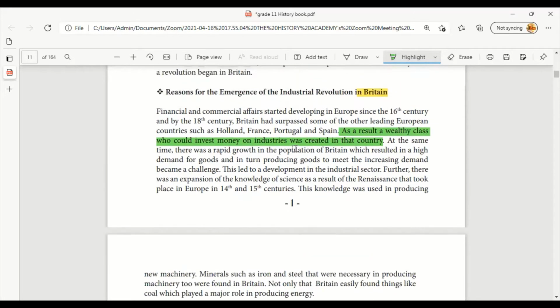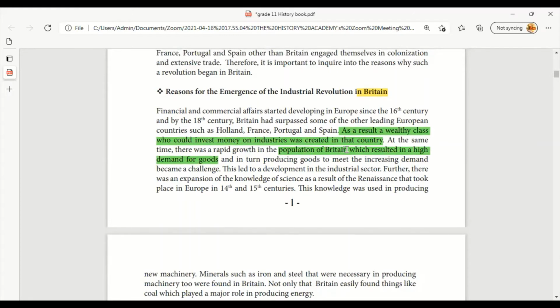The second reason is the population of Britain, which resulted in a high demand for goods, right? It was not like before the 18th century. After the 18th century, the population of Britain increased. When the population increases, the needs of the population increase. So they had to look for alternatives in the production of goods and services to meet the increasing demand. Because of the population increase in Britain, the industrial revolution started, to produce a huge amount of goods and services through machines or by using industry. So this led to a development in the industrial sector.